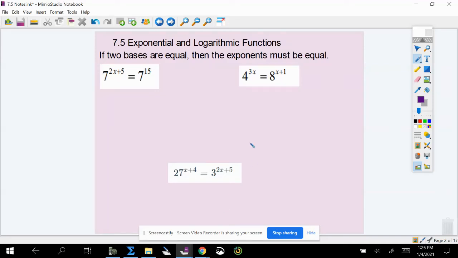Now we're in section 7.5, which is the last section in the chapter. And 7.5 is all about solving. So you're going to have all sorts of equations with equal signs. We're going to look at how we solve things that are exponential, and we're going to look at how we solve things that are logs.